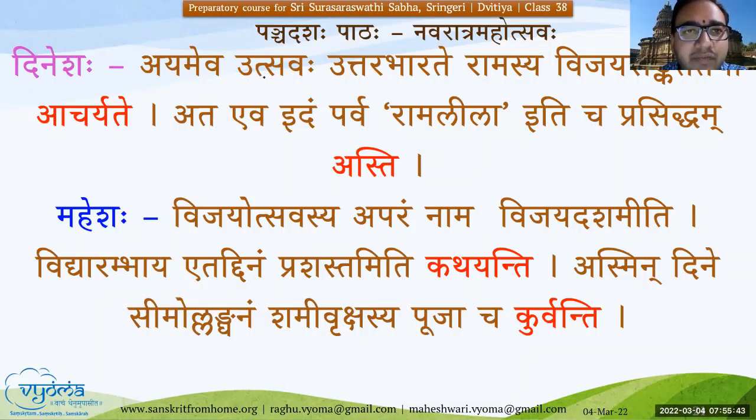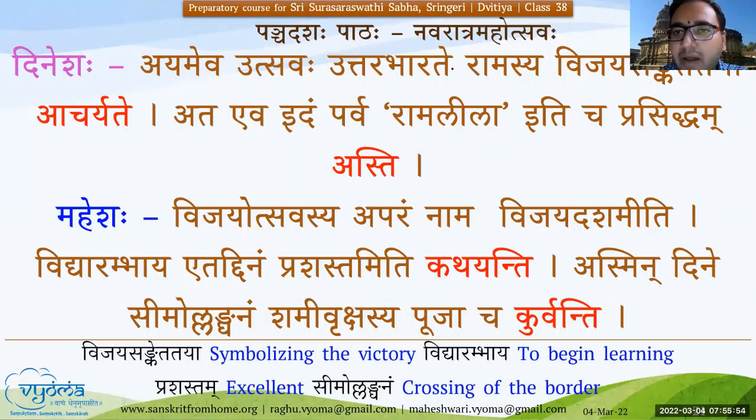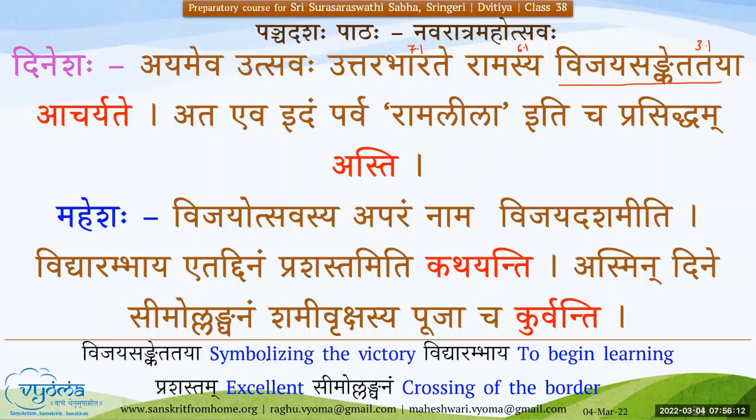Now let us understand this. Ayameva Utsavaha. This festival only. Ayameva. So Eva, again we are using it for only. Uttara Bharate. In North India. Uttara Bharate, Saptami Ekavachanam. Ramasya Vijaya Sanketataya. Ramasya Shashti Ekavachanam. Vijaya Sanketata is the word. Sanketam means a symbol, symbolizing. So Vijaya Sanketam means to symbolize the victory. Ramasya Vijaya Sanketataya Acharyate. So by symbolizing the victory of Rama, this festival is being celebrated.